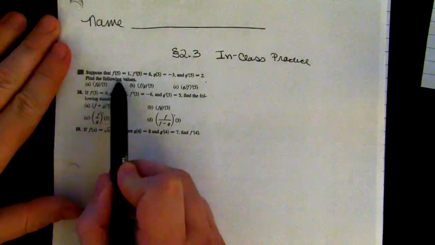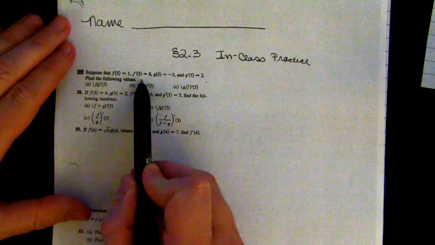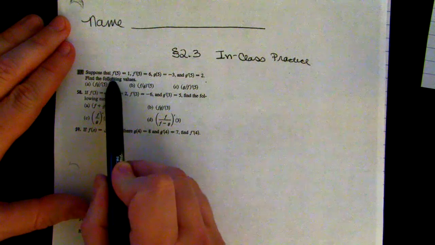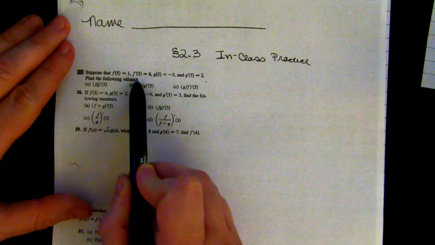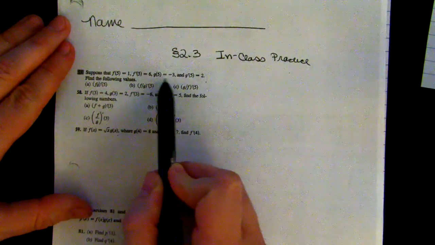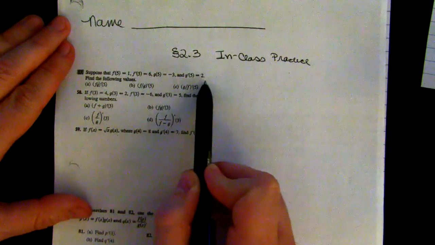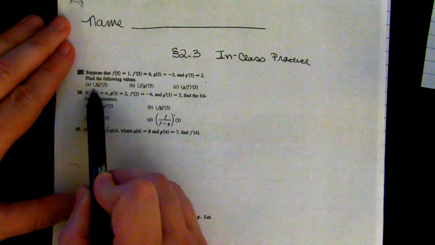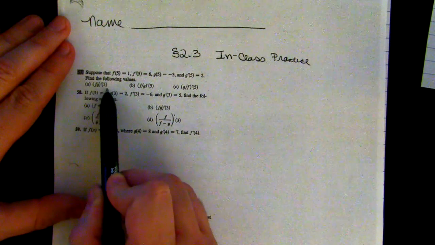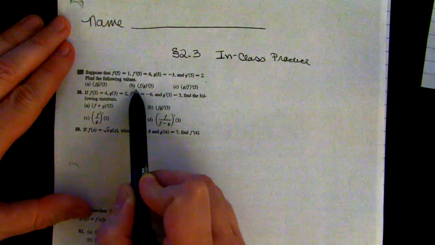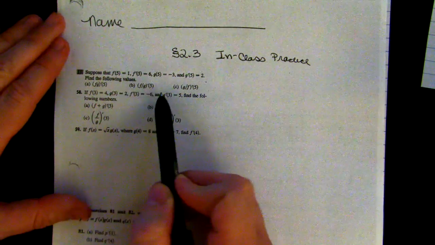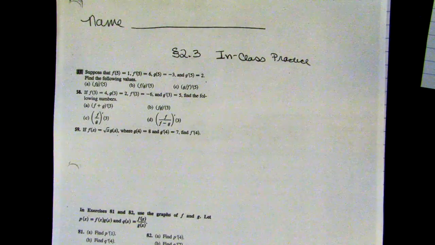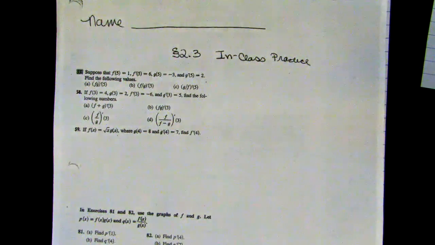at the very top. Suppose that f of 5 equals 1, f prime of 5 equals 6, g of 5 equals negative 3, g prime of 5 equals 2, and I want to find the derivative of the product of f times g at 5, the derivative of the quotient of f over g at 5, and so on. Well, here's what I'm going to do.